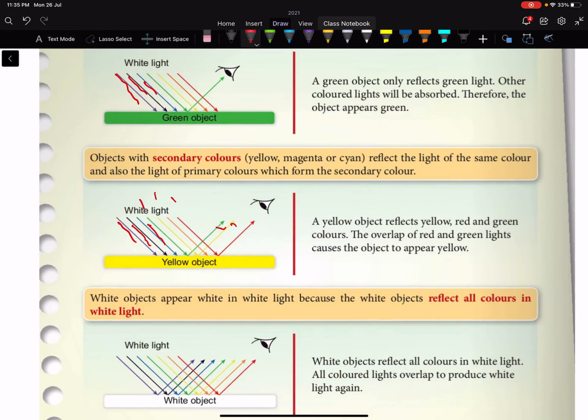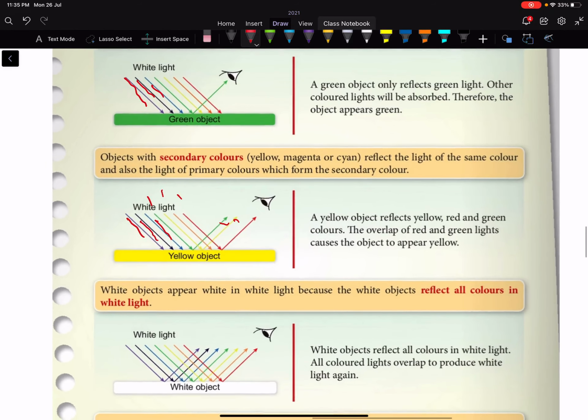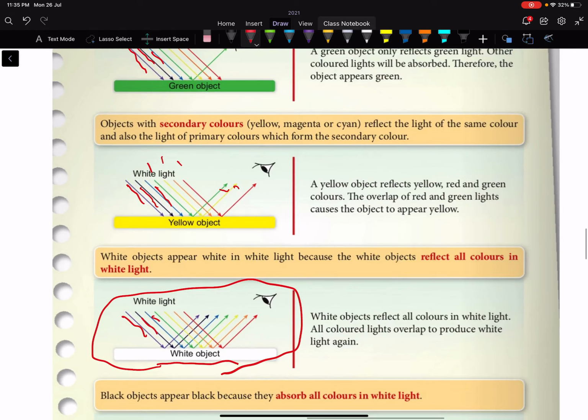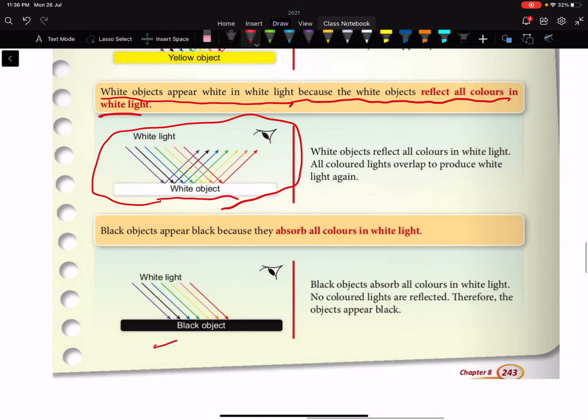Now, what does this have to do with why dark objects absorb more heat? For white objects, look at this. For white or bright objects, a lot of this light is not absorbed. It is basically just reflected away. White objects appear white in white light because they reflect all colors in white light. However, dark objects, such as black, appear black because they absorb all the light.